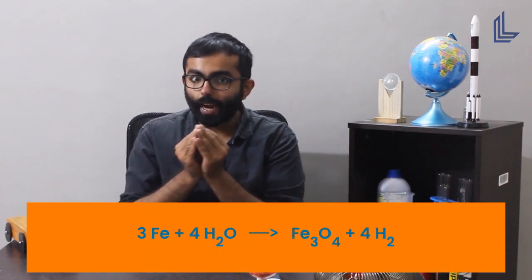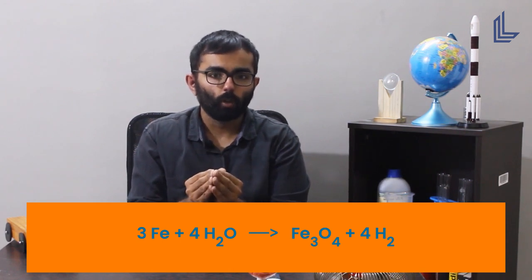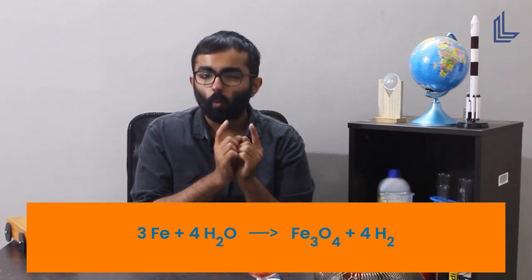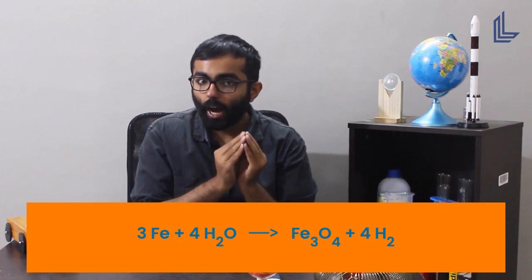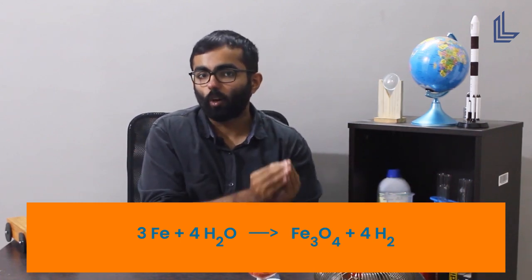Now I want to quickly break down this chemical equation for you. What does balancing exactly mean? What it essentially means is that 3 molecules of iron are reacting with 4 molecules of water or H2O to give us 1 molecule of ferrous oxide along with 4 molecules of hydrogen.